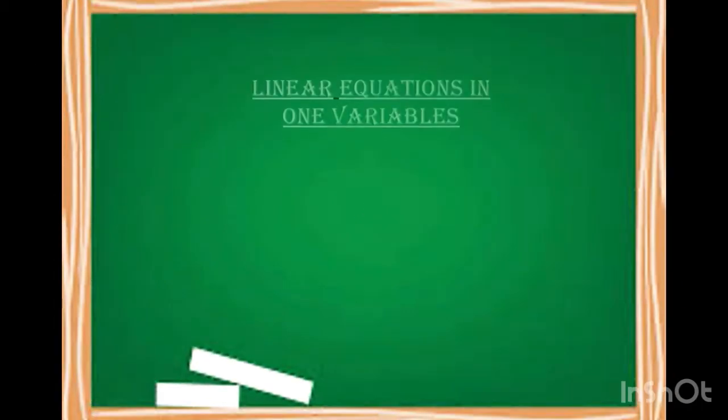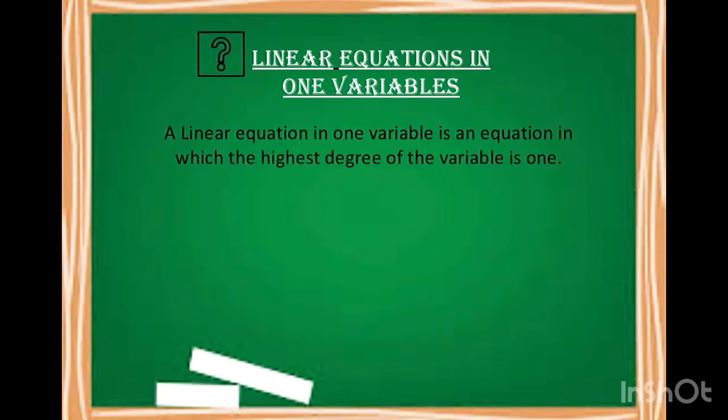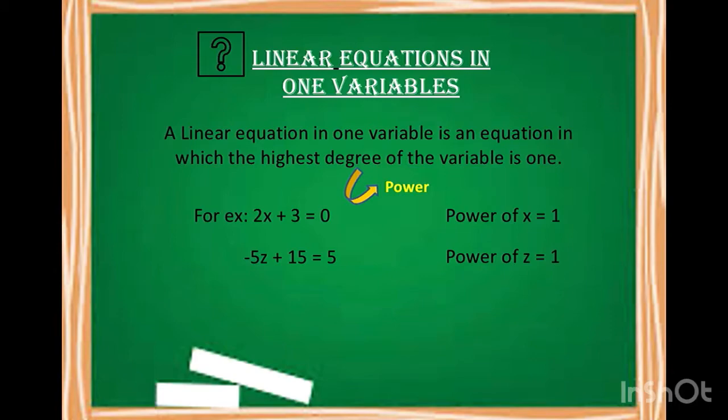Now, after knowing about equations, the next question that arises is, what is a linear equation? A linear equation in one variable is an equation in which the highest degree of the variable is 1. Here, degree refers to the power of the variable. For example, 2x plus 3 is equal to 0. Here, the power of the variable x is 1. Let's take another example. Minus 5z plus 15 is equal to 5. Here also, the power of the variable z is 1.